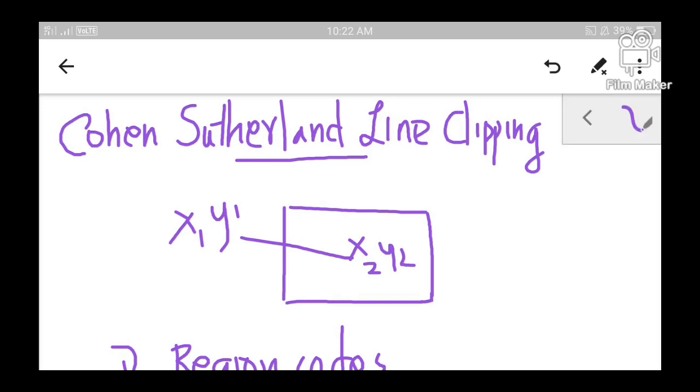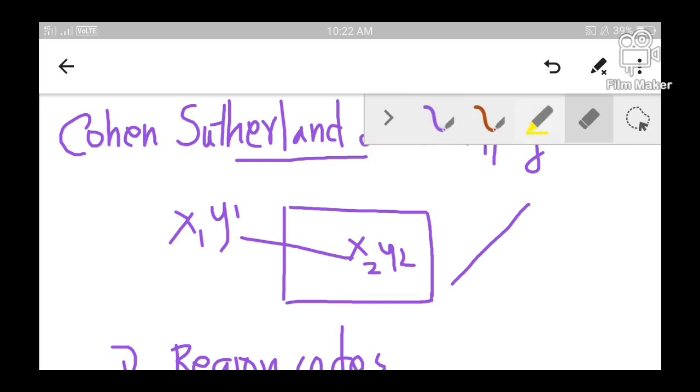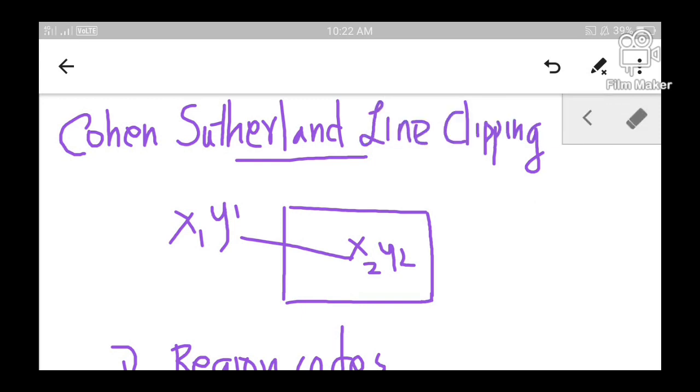Suppose we are given a line and this line is drawn in such a way that some portion of the line lies within the window and the rest of the portion of the line lies outside the window. So what we can do? We may encounter situations where we have lines which are completely outside the window. If the line is completely outside the window, then we can reject the line and avoid it from being displayed.